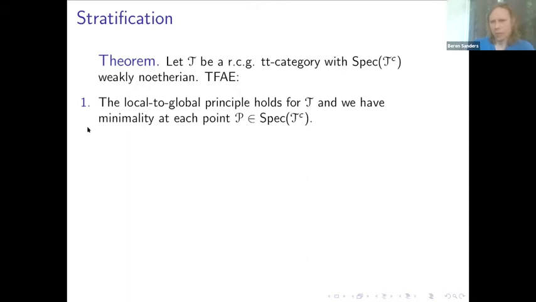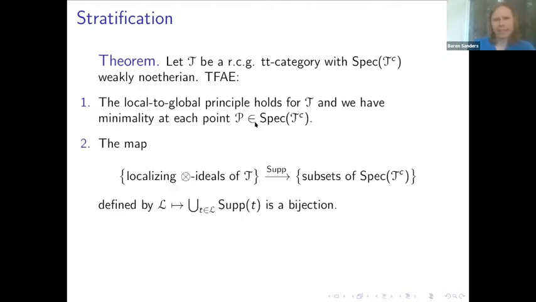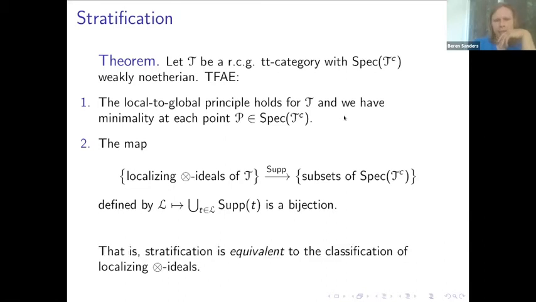The first is that those two conditions hold, that the local to global principle holds, and we have minimality at all points. And the second equivalent thing is that this notion of support provides you a bijection between the localizing tensor ideals of your category and the arbitrary subsets of the space, the Balmer spectrum of compact objects. So if you have those conditions, you get this classification of the localizing tensor ideals. And in fact, this classification is equivalent to those two conditions. So in other words, stratification is equivalent to this kind of classification of the localizing tensor ideals.